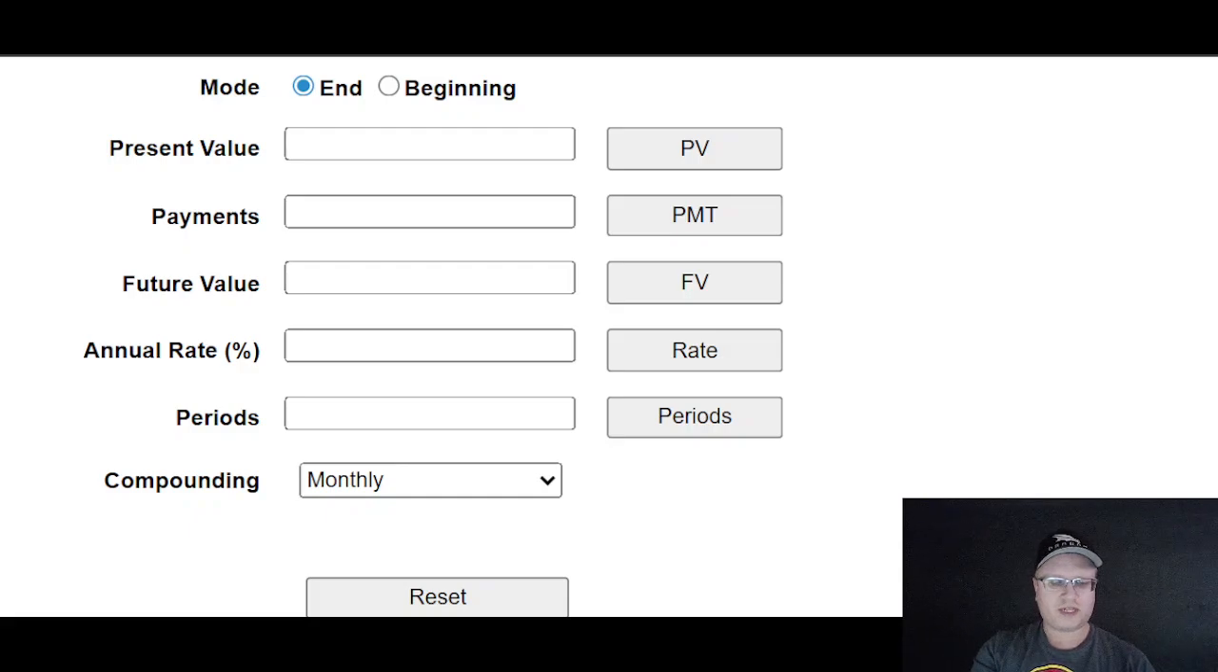In this video, we're going to take a look at how to use the TVM Solver to solve problems related to annuities. We are specifically using the TVM Solver from fncalculator.com. This is the one linked in the course, and I just find it the easiest to use. So that's the one I'm going to demonstrate, and that is the one you are allowed to use throughout this course, even on tests and quizzes.